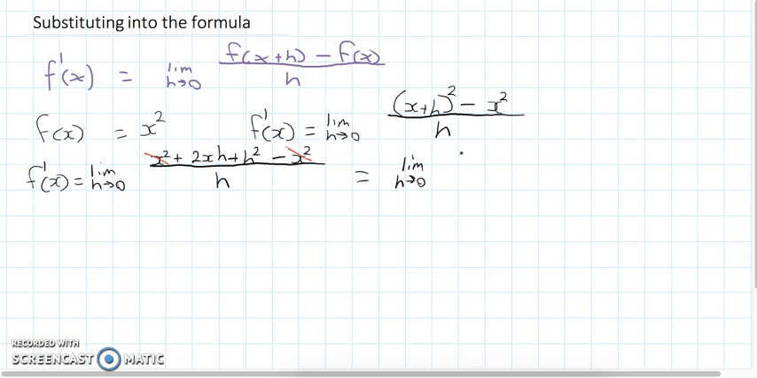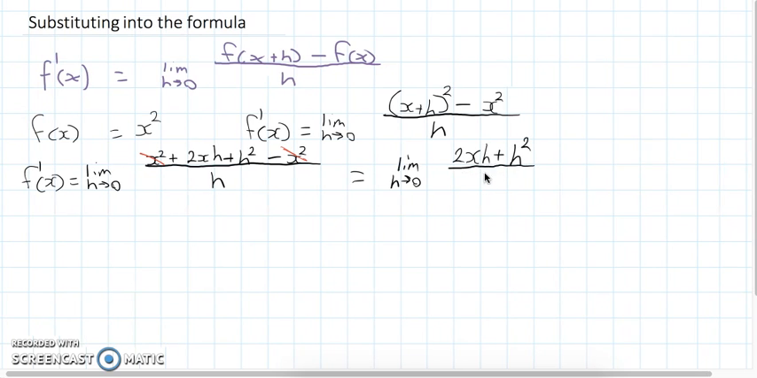So, we end up with 2xh plus h squared. Let's fix that x up. Oh, got rid of the h as well. Oh well, let's fix it up. That's a bit better. Alright, divided by h.